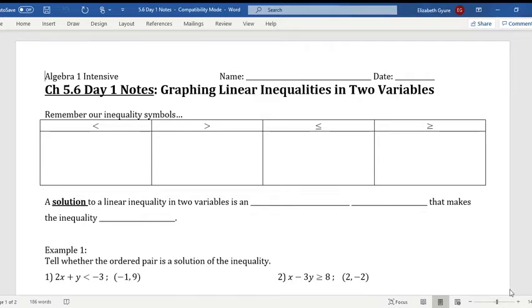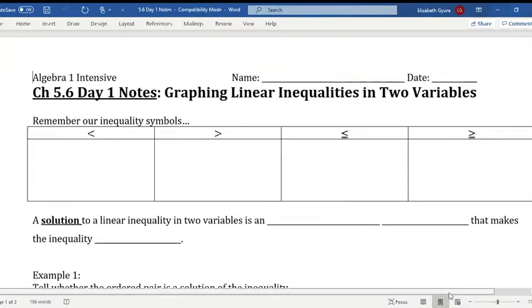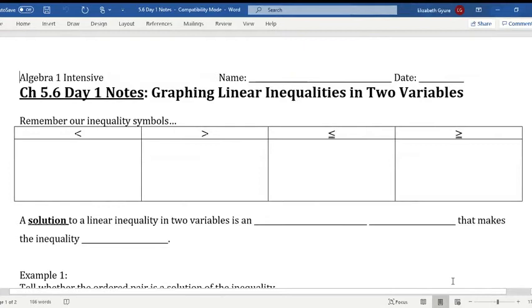So first thing, let's review our inequality symbols. Remember, I want to hear from you guys. It doesn't do you or me any good to just talk to a screen and have you guys not participate. So let's try to remember our inequality symbols.